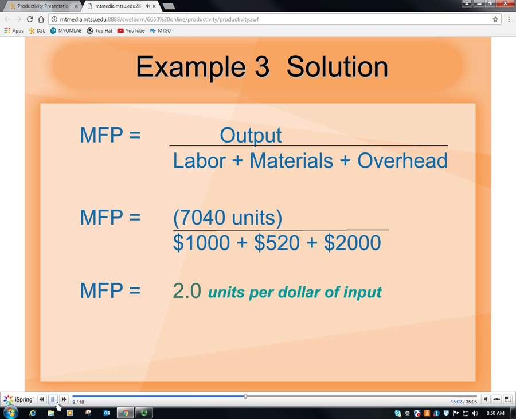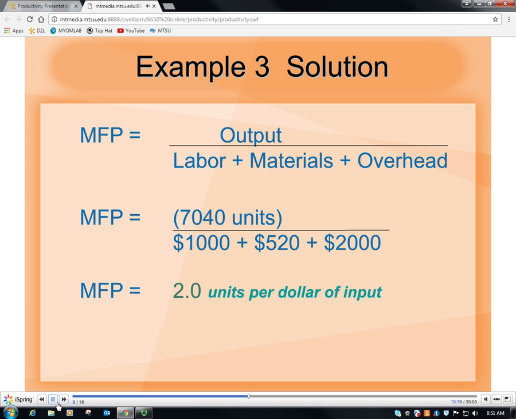And you might say, well, is that good or is that bad? And I don't know. What's a unit worth? How much do we sell a unit for? Certainly in this example, we don't know what we sell a unit for, so we don't know whether we're making a profit or a loss. So is this a good measure of productivity? I don't know.